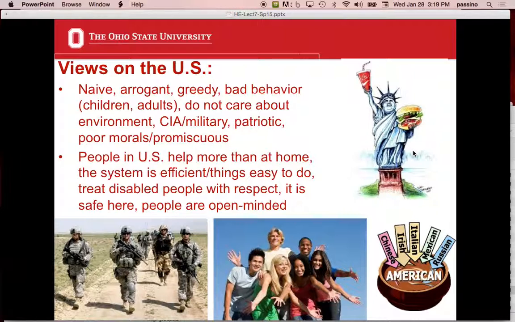I was like, on the positive side, shocks of people. People in the U.S. help more than at home. Help each other. The system is efficient. Things are easy to do. Okay? We treat disabled people with respect. In my country, that person would be in the gutter, dirty, and would have nothing because they had bum legs or something, whatever it is. Okay? It's safe here. I've heard that from quite a few people. People are open-minded. Okay, so we have certain things that are positive and negative views both ways.